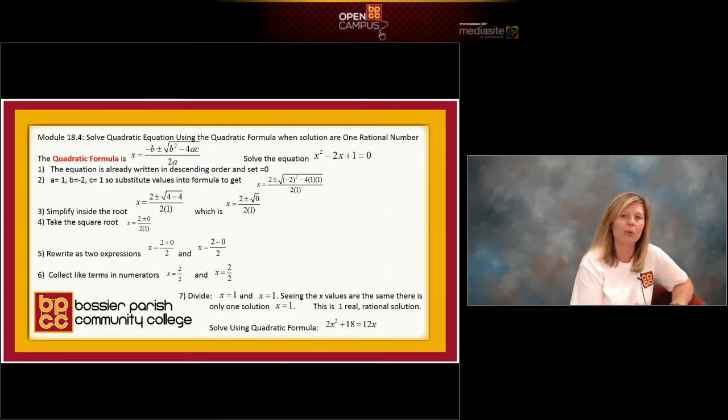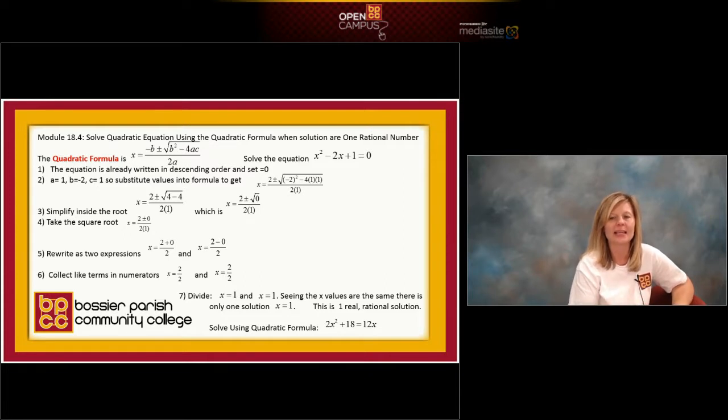So step one is make sure your equation is set equal to 0 and in descending order. It is. Step two is to write out your values of a, b, and c, and then substitute them in. So if I look at my quadratic equation, a is in front of x squared, so it's the value 1. B is in front of x, so it's the value negative 2. C is the constant 1. So I know what my a, b, and c are. I'm going to substitute them in the formula.